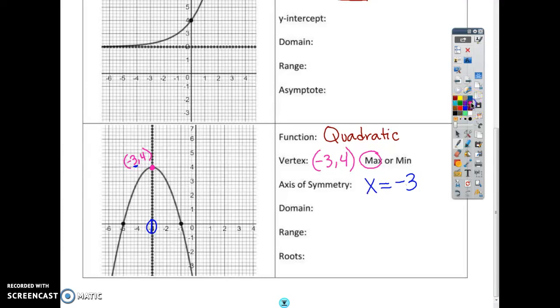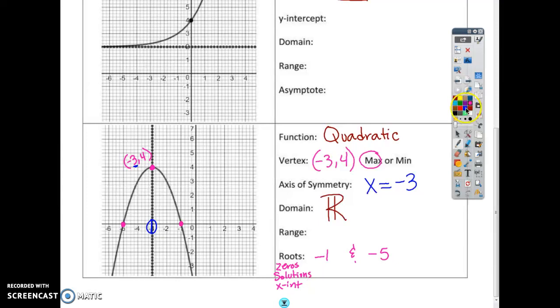What is the domain for this function? All real numbers. Where are the roots? Where are the roots on here? -5 and -1. So we can say -1 and -5. And those are also called the zeros, solutions, and the x-intercepts. Okay, they all mean the same thing.